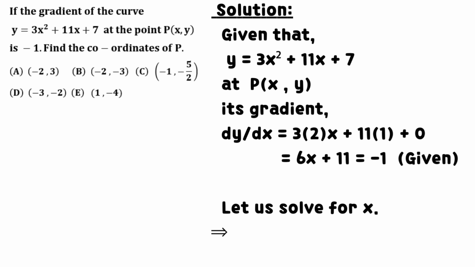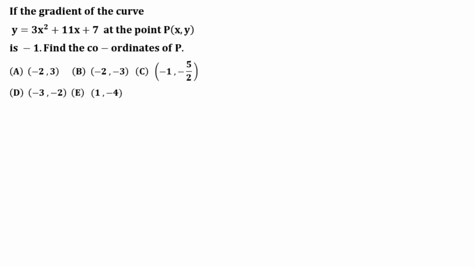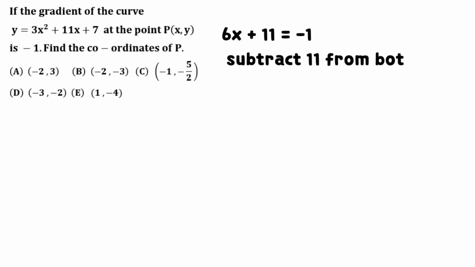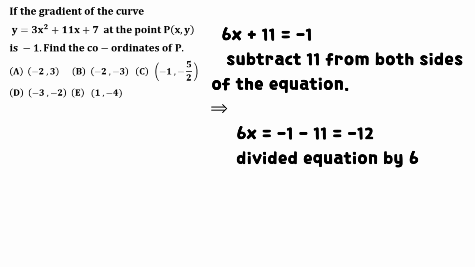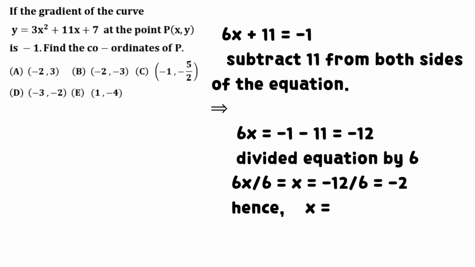Equate the result to -1, that is given as the gradient of the function at coordinate P. Let us solve for x. It means that the sum of 6 times x and 11 equals -1. Subtract 11 from both sides of the equation. It implies that 6 times x equals -1 minus 11, which equals -12.